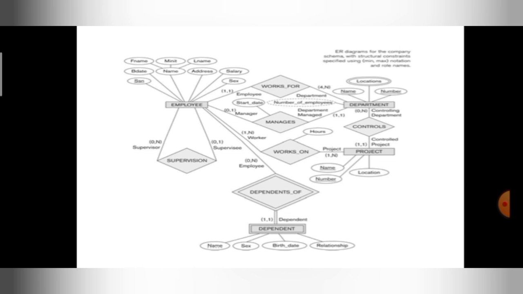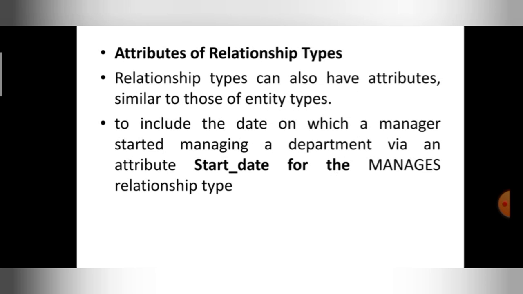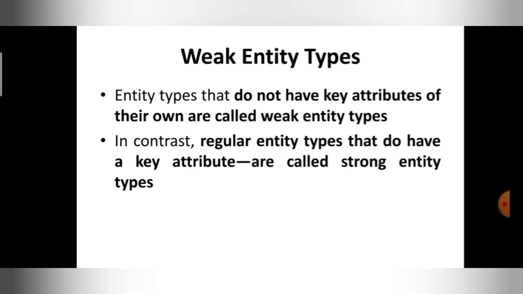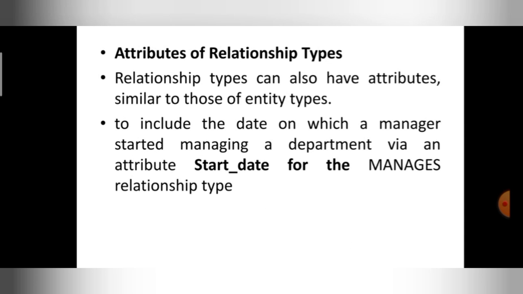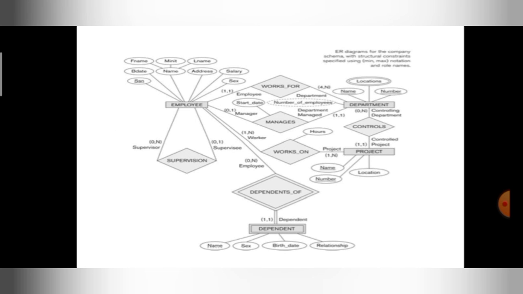It's purely dependent on the employee identity. If the employee is there, the relative will be there. If the employee is not there in the company, the relative's information will also be removed. That's why a dependent or a relative is a weak entity here. That's why the weak entity is represented by a double rectangle in the diagram. You can see there, right? So it doesn't have its own key attribute because it's purely related to the employee.